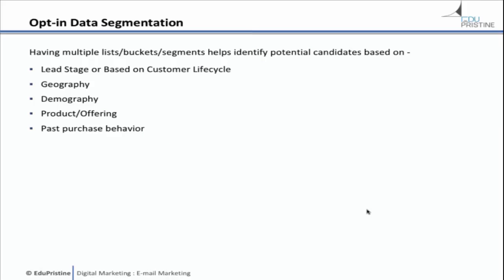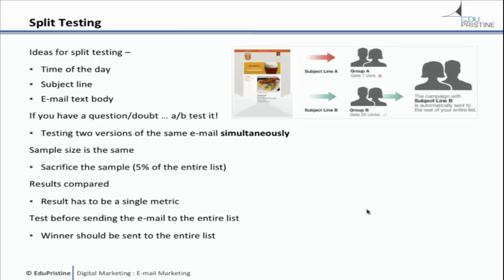So when you do an opt-in, try to see if you can also do data segmentation. Having multiple lists, buckets or segments helps identify potential candidates. Now again, I might have run different campaigns for different opt-in data. So there you'd see, in the lead stage or based on the customer life cycle, where is he? What is the geography of the customer? What is the demography of the customer? What is the product or offering that I have for all these people, and what is the past behavior? If you're talking about past behavior, is it good? Is it bad? How does it affect my life? Okay, and that is geography, demography, product, and offering.